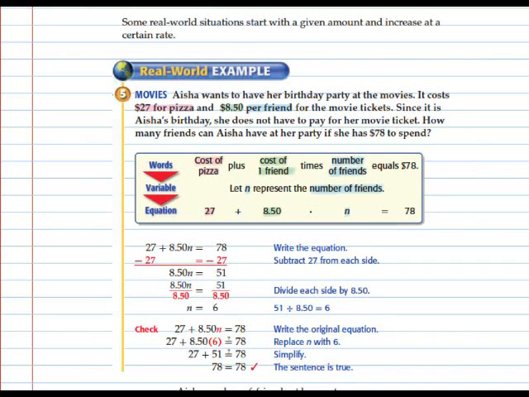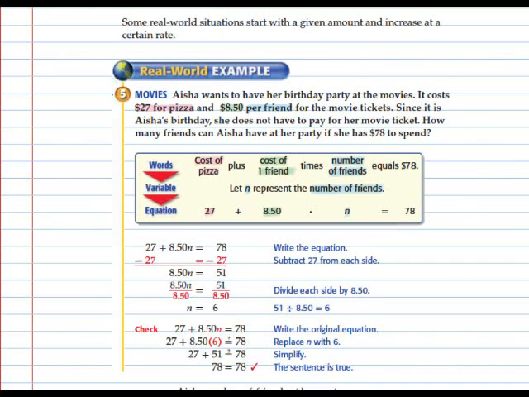Some real world situations start with a given amount and increase at a certain rate. Aisha wants to have her birthday party at the movies. It costs $27 for pizza and $8.50 per friend for the movie tickets. Since it is Aisha's birthday, she does not have to pay for her movie ticket. How many friends can Aisha have at her party if she has $78 to spend?